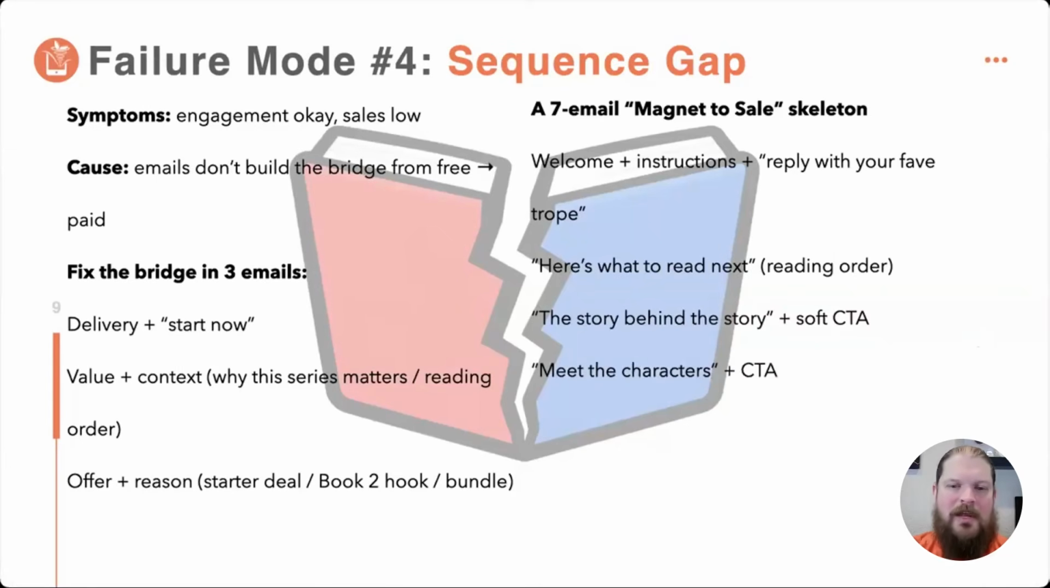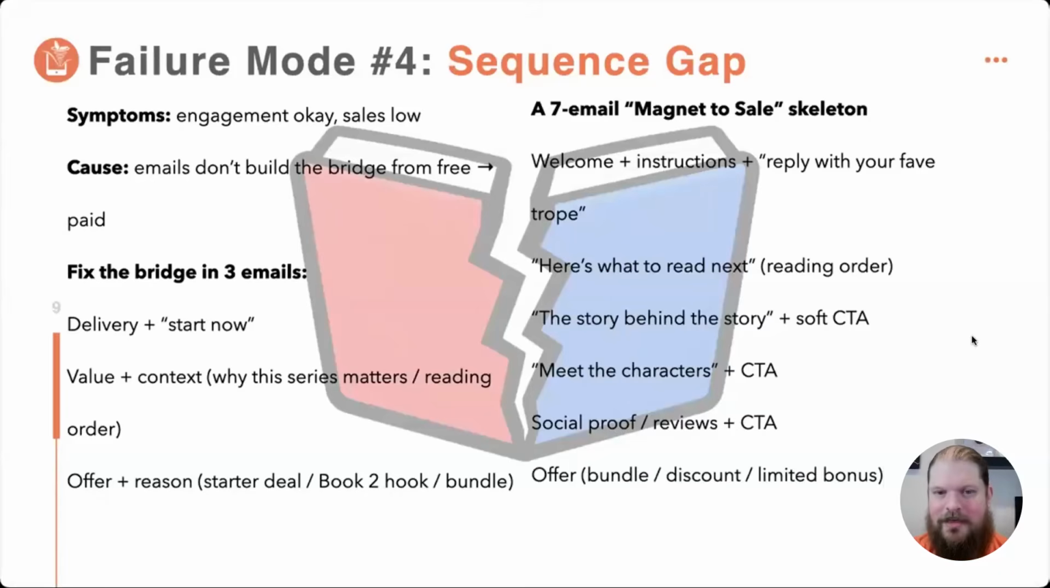You can send a meet-the-characters email, again with another call to action in there. You'll notice how we're fitting in that call to action more and more as we get toward the end of the sequence. We can then share social proof and reviews, again along with a call to action. And then we make that final offer at the end. Each one of those lines is a separate email.